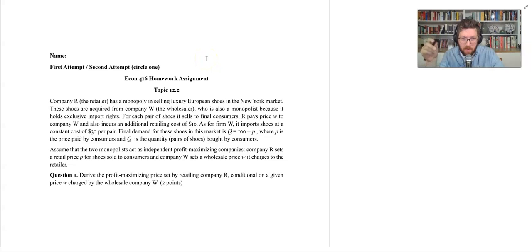Okay, guys, let's talk about the final homework. This is a homework about a vertical merger where we've got two companies, a wholesaler and a retailer, and the wholesaler can buy shoes for $30 a pair. The retailer sells them, but the retailer has its own costs associated with sales of $10 per shoe, and that is sort of like an average. That would be things like advertising, maintaining the store, hiring a sales force, etc. And the final demand from consumers is 100 minus P, where P is the price they pay for shoes.